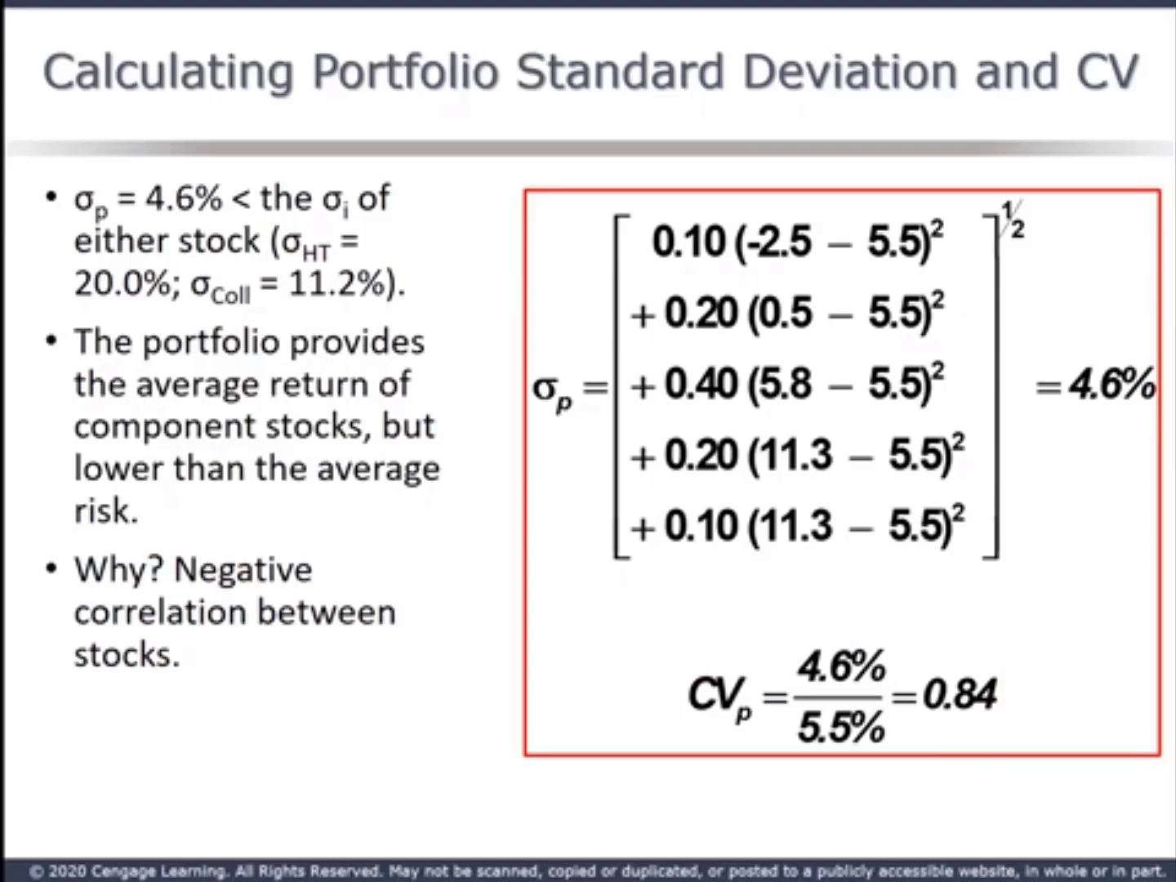Why? Negative correlation. The returns on these two assets move opposite to each other. High-tech is cyclical, collections is counter-cyclical. Placed together in a portfolio, they offset each other.